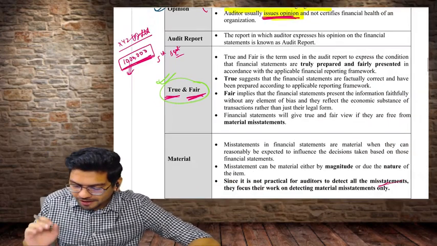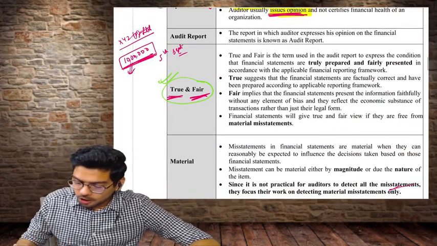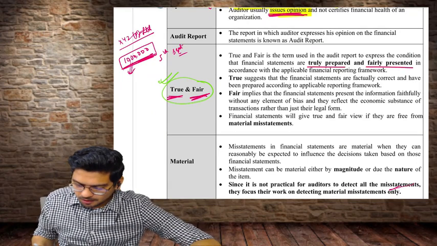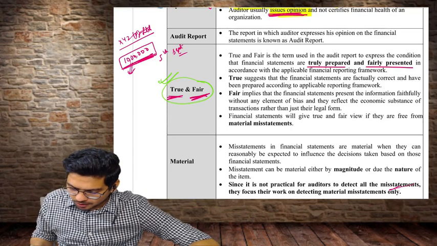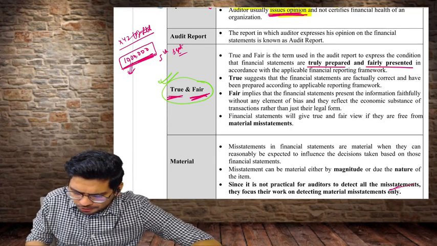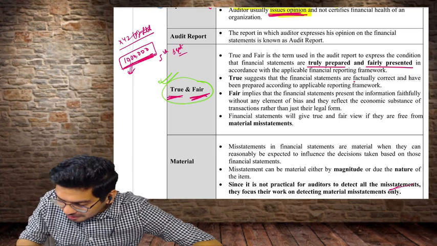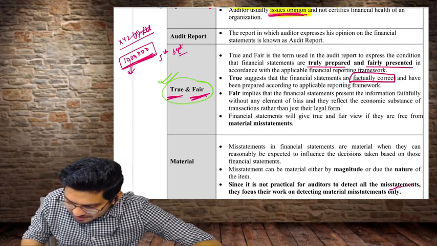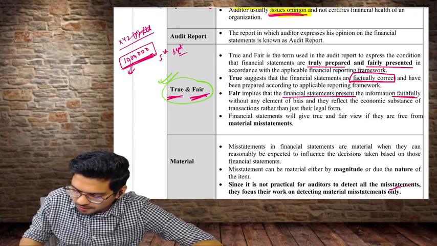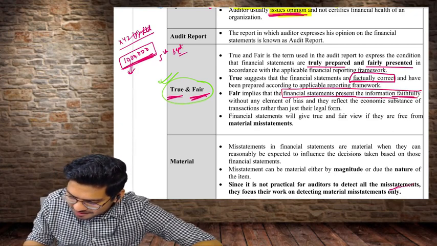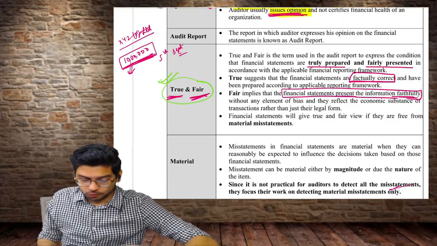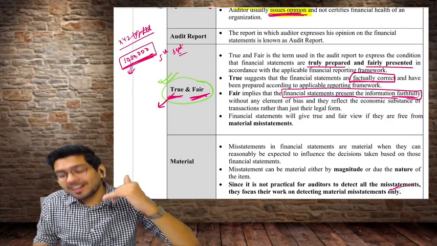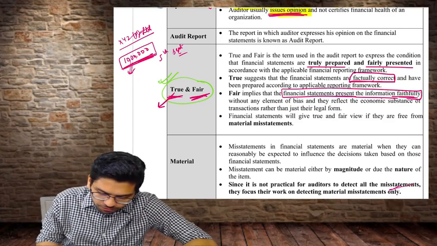So true and fair is the term used in the audit report to express the condition that the financial statements are truly prepared and fairly presented. Now what does true mean? True suggests that the financial statements are factually correct. And fair implies that the financial statements present the information faithfully. So when I say true, please understand, true means that the figures and all have been correctly recorded, factually correct.